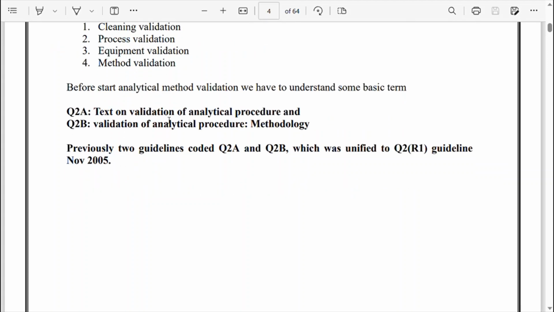Q2A is on validation of analytical procedure, and Q2B is validation of analytical procedure: methodology. Previously, the two guidelines coded Q2A and Q2B were unified into the Q2(R1) guideline, which was published in November 2005.